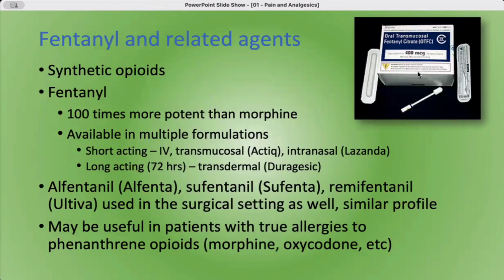I have depicted here the oral transmucosal fentanyl citrate. It's basically a lollipop that is given and absorbed through the buccal membrane. So again, very lipophilic, very small molecule, crosses into the brain, just a kind of designer opioid that readily lends itself to transdermal as well as transmucosal administration. And in the surgical settings, you see some of its cousins, alfentanil, sufentanil, and remifentanil. We don't use these typically outside of those surgical settings. And again, because of its different chemical structure, fentanyl has a role for those with allergies to the phenanthrenes.